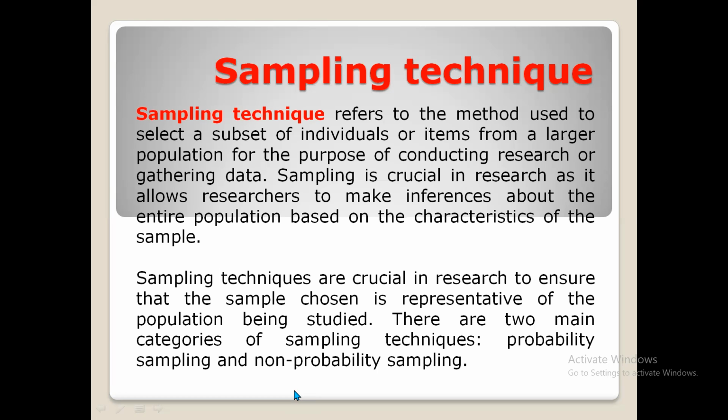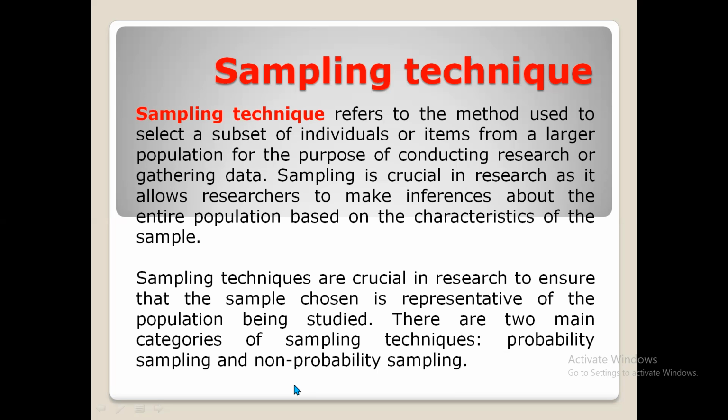If the whole population can be studied, fine. But where it becomes impossible, you are going to require a subset of the population for the research, and that is a sample. So in order to reduce the chances of errors and bias, you will require a sample and a sampling technique. Therefore, a sampling technique refers to the method used to select a subset of individuals or items from a larger population for the purpose of conducting research or gathering data.